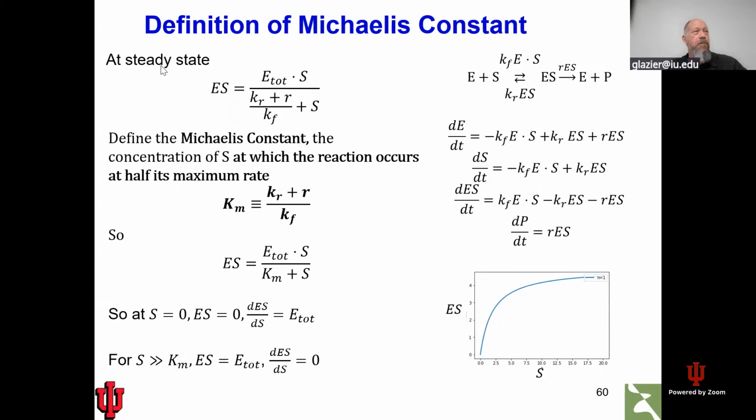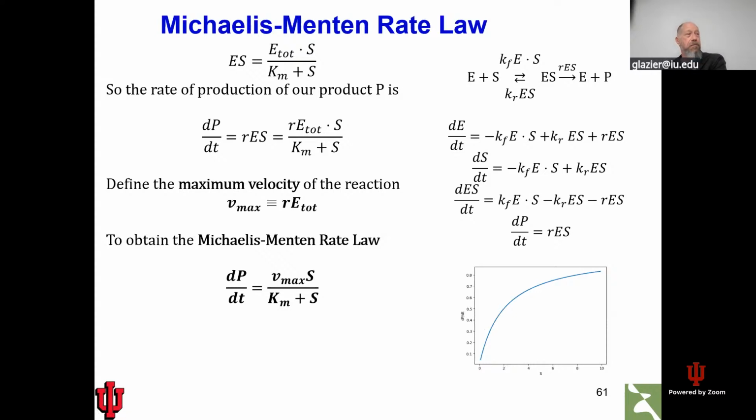I did not do the derivation, but for frozen values of S, you'll find that at steady state, the amount of complex is the total amount of E times S divided by this somewhat complex looking thing, KR plus R over KF, plus S. And if I define the Michaelis constant to be KR plus R over KF, then the amount of ES is equal to the total amount of E times S divided by Km plus S. And then I can further simplify by defining Vmax, which is equal to R times E total.